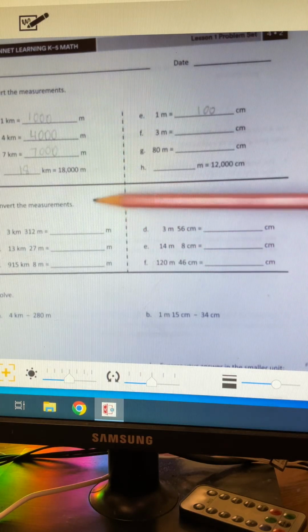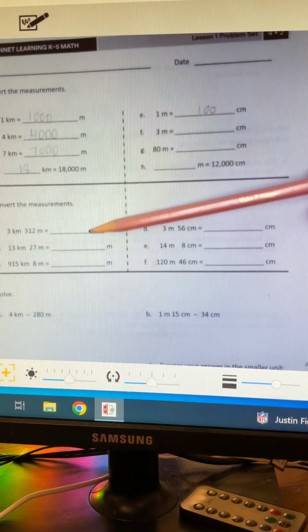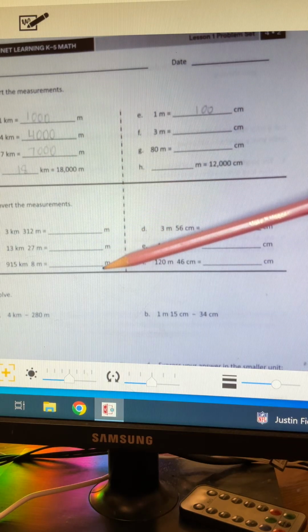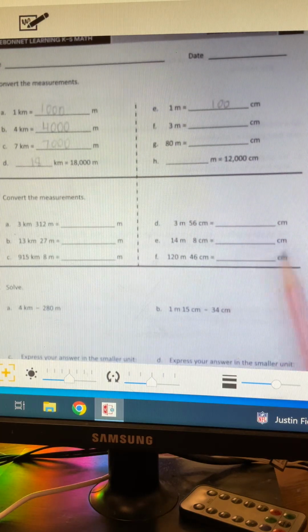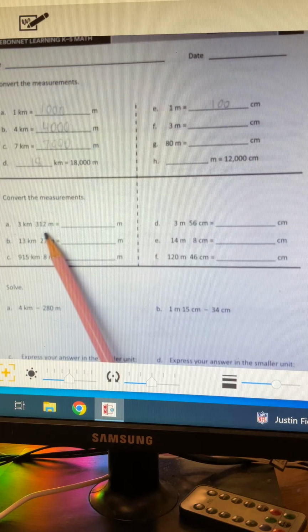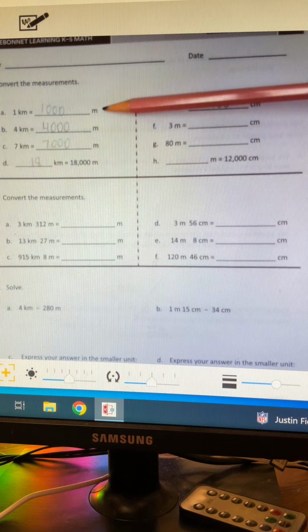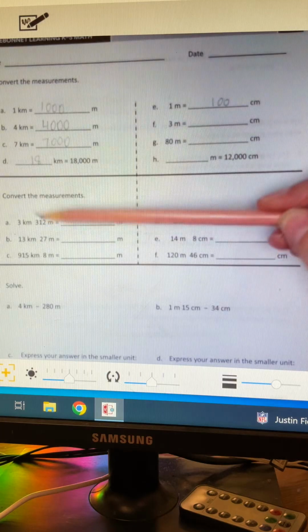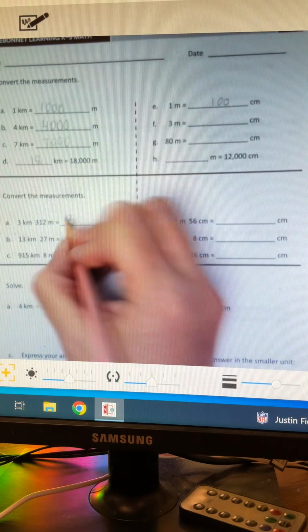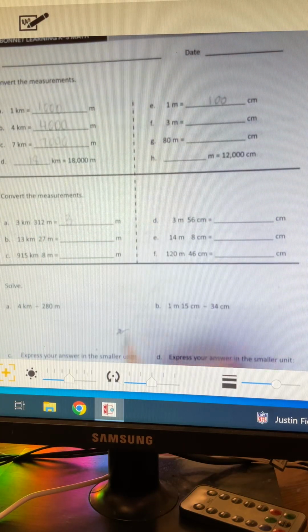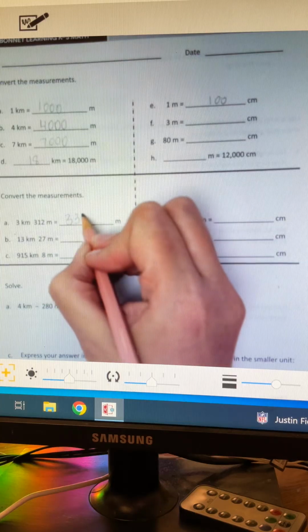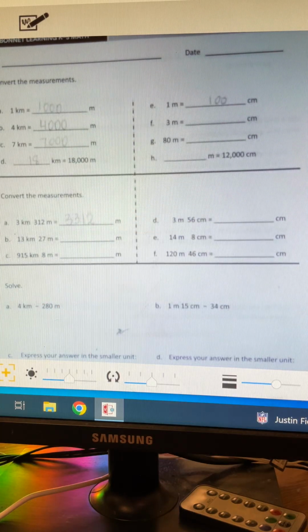Okay, I'm going to do the same thing with you guys on number 2. I will work out A, B, and C, and then you guys get to work out D, E, and F by yourself. We have 3 kilometers and 312 meters. Let's look at what we already talked about before. 1 kilometer is the same thing as 1,000 meters. Therefore, 3 kilometers is the same thing as 3,000 meters. But we have 312 meters that we need to add to it. So it's going to be 3,312 meters. You guys see that?